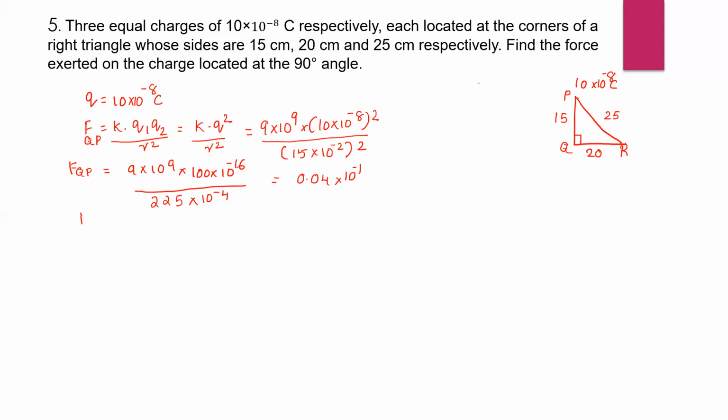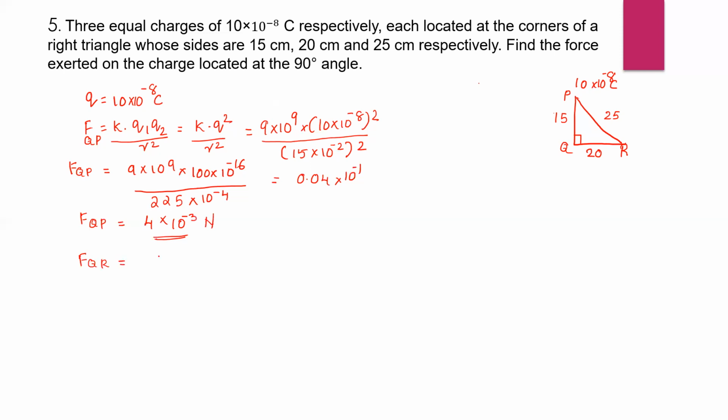We can write this as FQP is equal to 4 into 10 raised to minus 3 Newton. This is the force acting on Q due to P. Now we will find out the force acting on Q due to R.